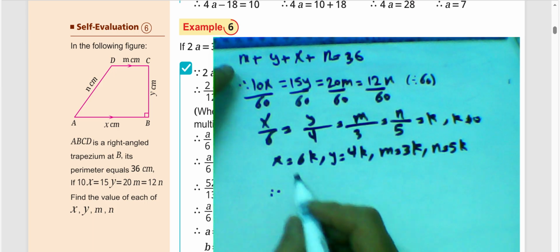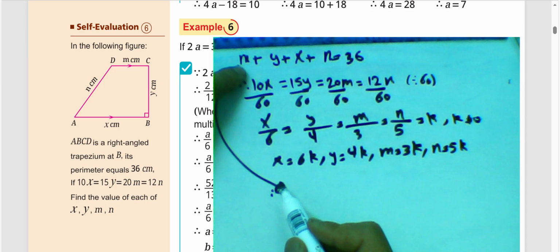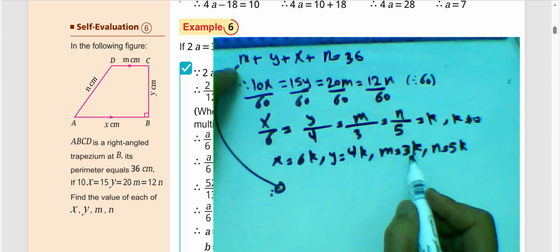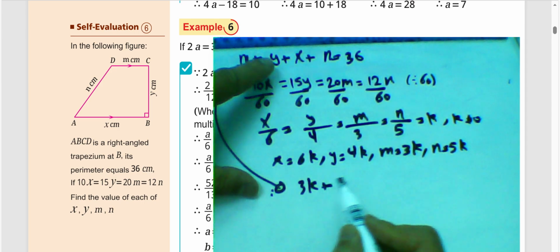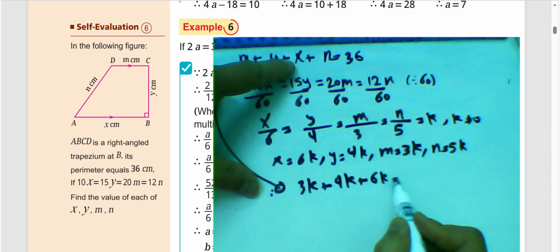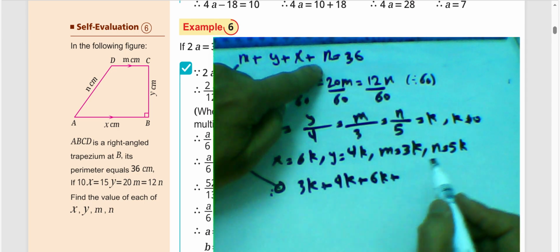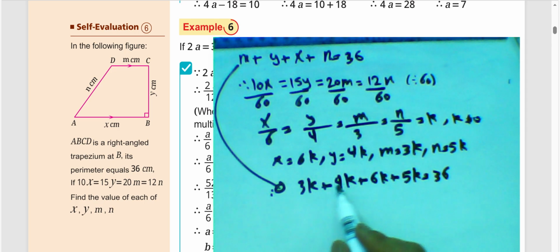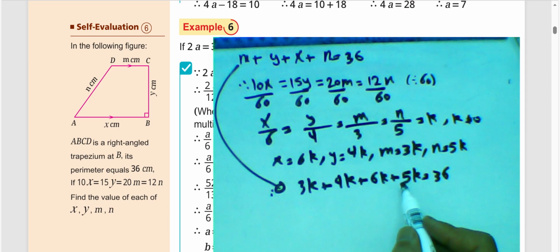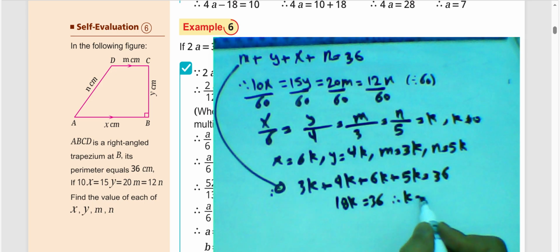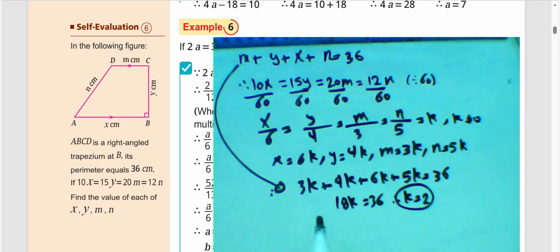Then we can write in this relation m plus y plus x plus n equals 36. We can collect together: m was 3k, y was 4k, x was 6k, n was 5k. The summation is 36. Now 3 plus 4 is 7, 7 plus 6 is 13, 13 plus 5 equals 18, so 18k is 36. The value of k is 36 divided by 18, which equals 2. That is the value of k.